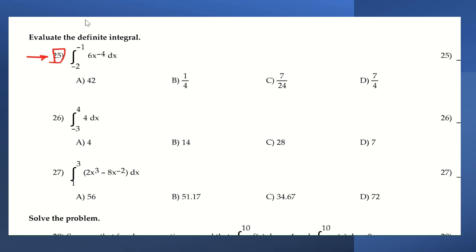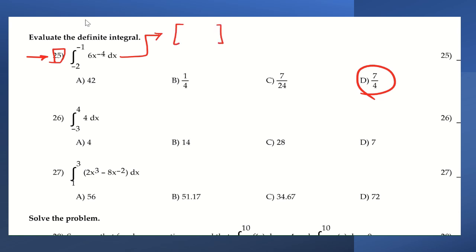from negative 2 to negative 1 of 6x to the power of negative 4. And the answer is 7 over 4. So for this kind of question you don't have to do anything. But if the question is a free response and I want to figure out the steps, what I'm going to do is integration for this term.